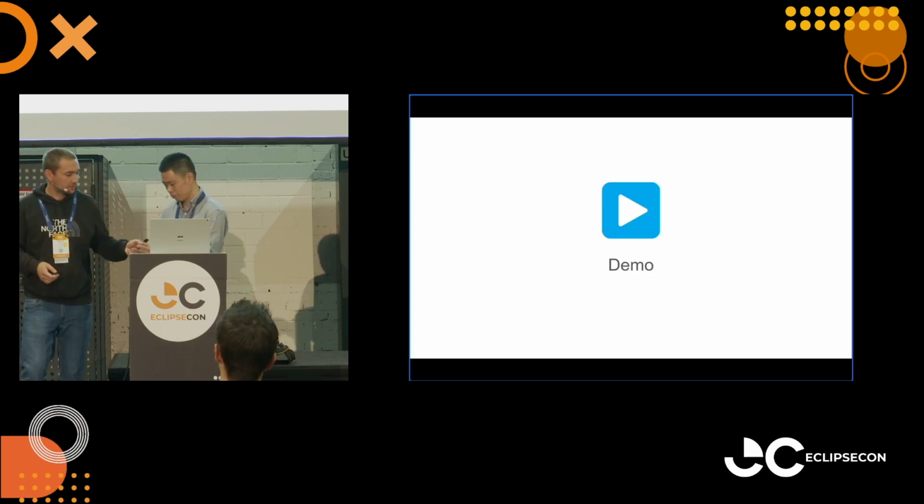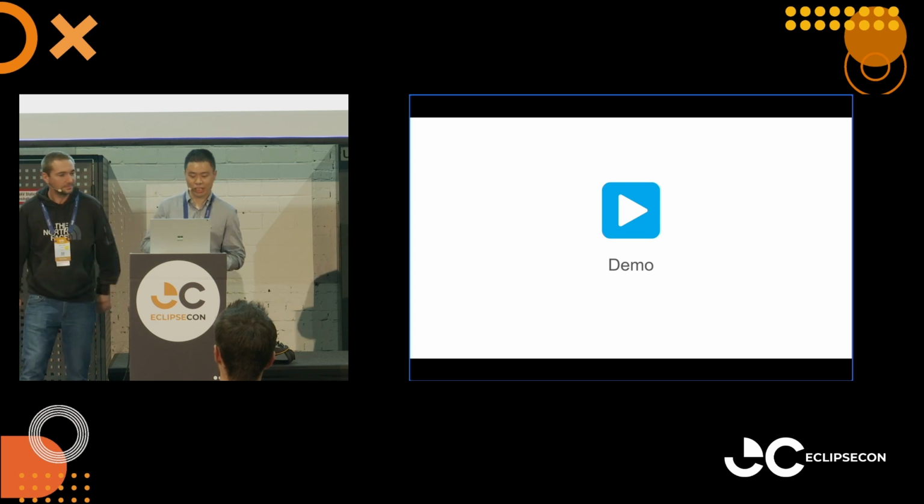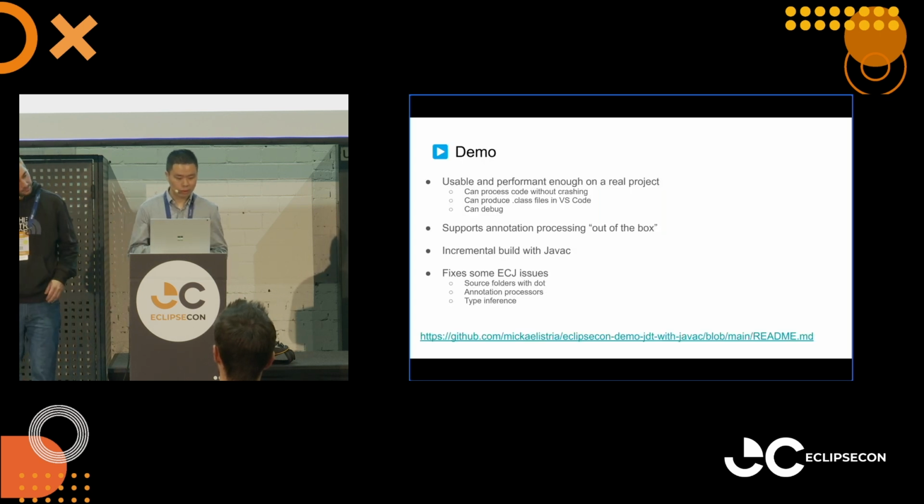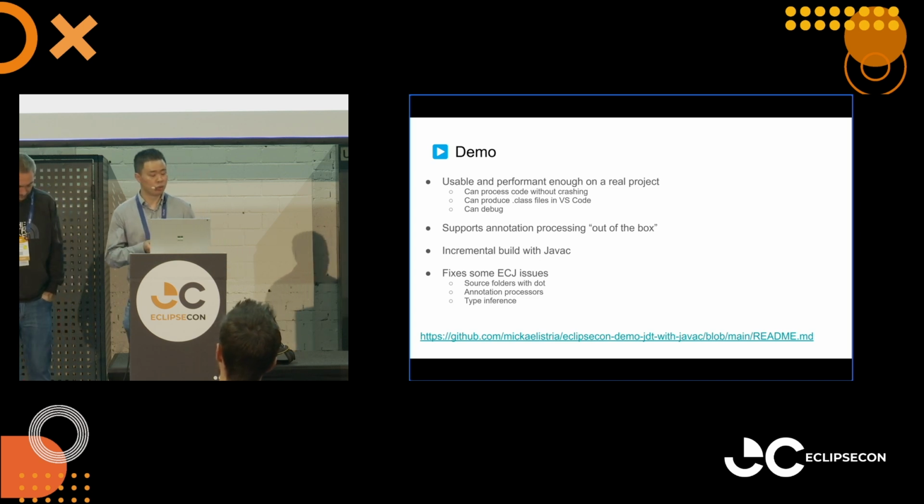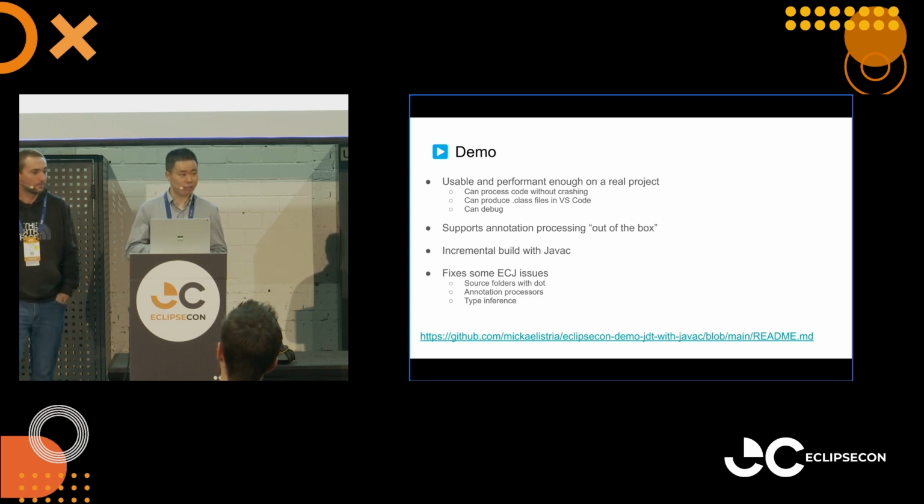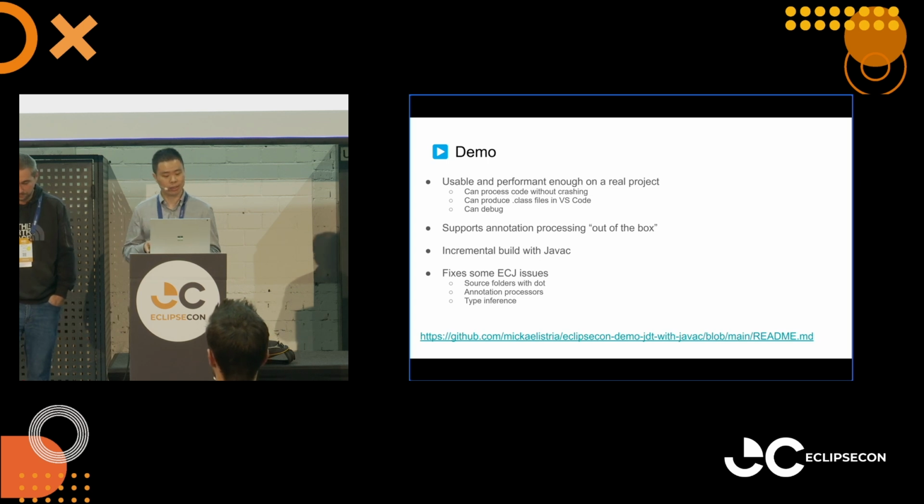I'll let Jimbo do the demo. I will give another demo. Basically, there are four parts in my demo that I will cover. The first one, I will use a real project to show how Javac works with the JDT language server. The second part is about out-of-the-box annotation processing support with Javac. The third part is incremental build with Javac. The last one is to show some behavior differences between ECJ and Javac.